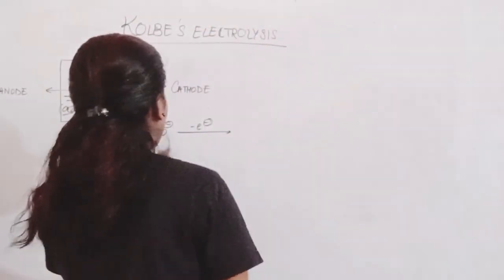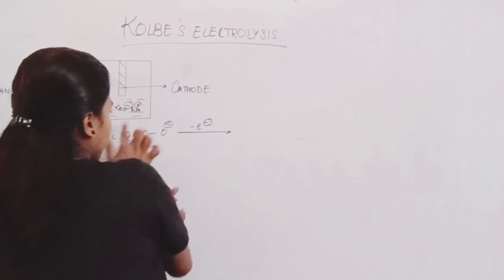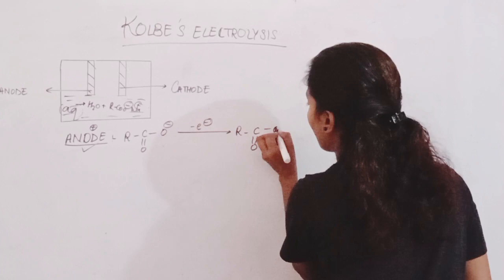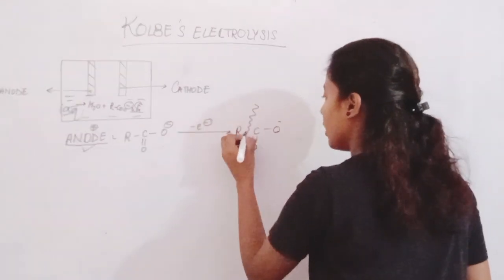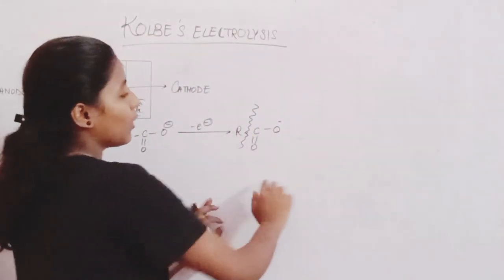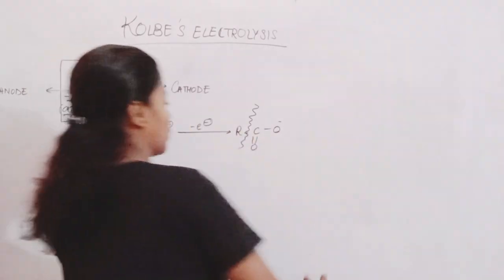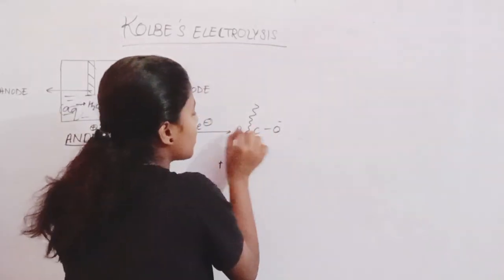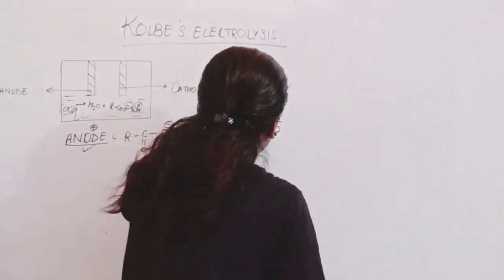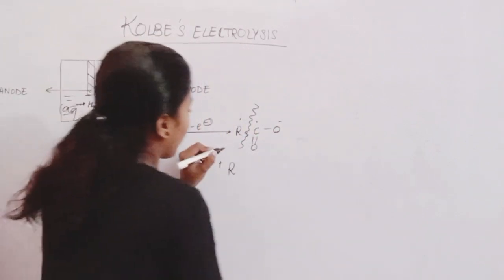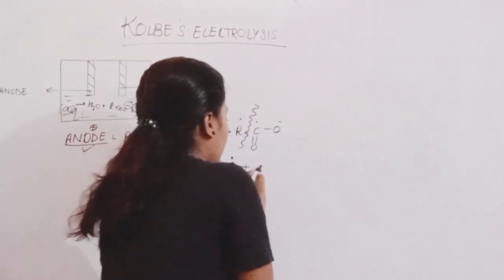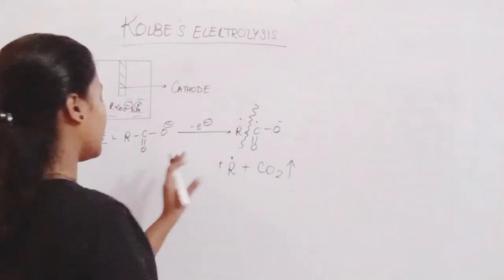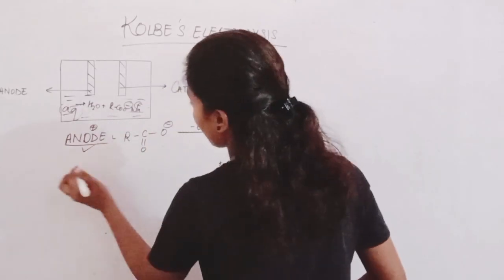So on losing the electron, we are going to get R bonded with C double bonded O, and this bond will break. Why break? Because something is coming out here, as you can see, CO2. Okay, so on breaking of the bond, we will have radicals. We are going to get R radical along with CO2 gas. So this is the first case that we will be taking at anode. Talking about cathode.